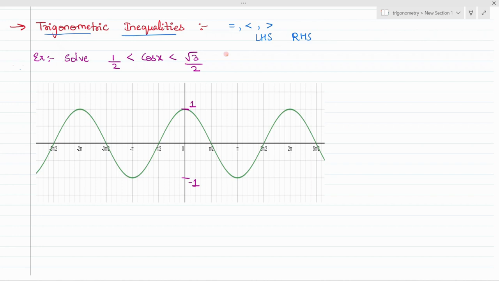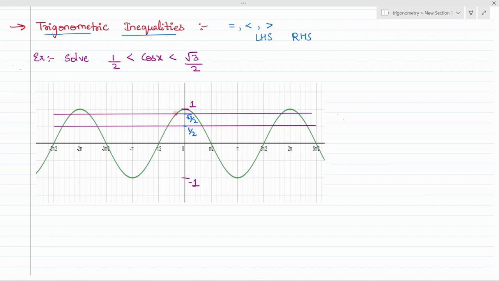any expression. And the most important thing over here is we will solve the trigonometric inequalities using graphs of the trigonometric ratios. So here an example is given. It's the basic one: cos x lies between half and root 3 by 2. So this is the cos x graph. Cos 0 is 1 and cos pi by 2 is 0. So this is the half and this is root 3 by 2. Now we need to find the value of cos x between these two values.